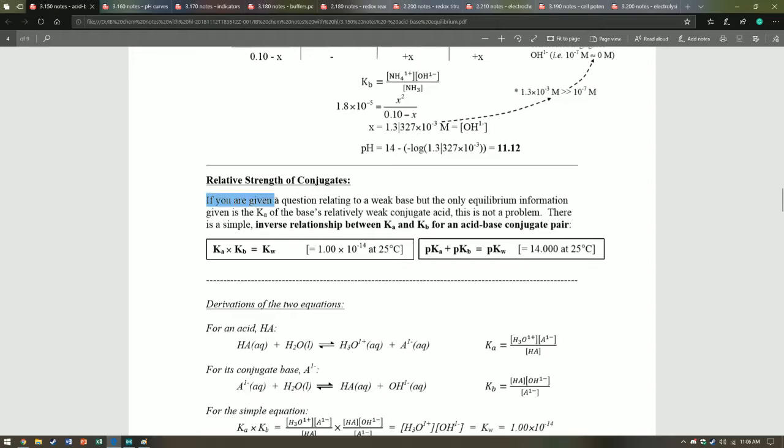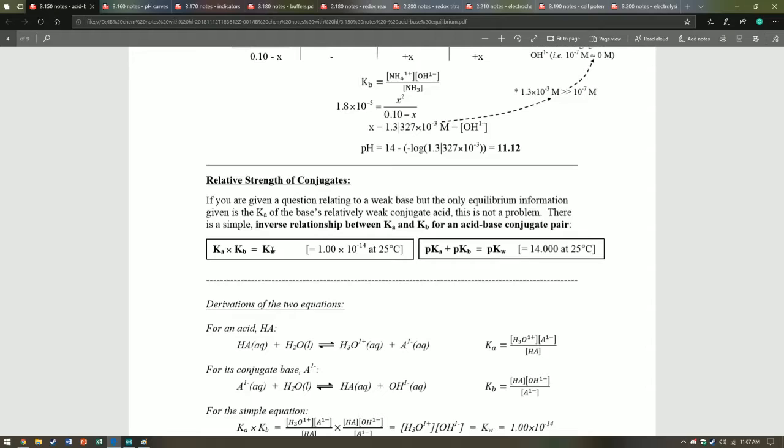If you're given a question relating to the relative strength of conjugates, for an acid-base conjugate pair, you're expected to know that Ka times Kb equals Kw. Now, what does that mean? It means that the strength of an acid is inversely proportional to its conjugate base. And the inverse is true, that the strength of a base is inversely proportional to the strength of its conjugate acid. Now, what does that mean in the real world?